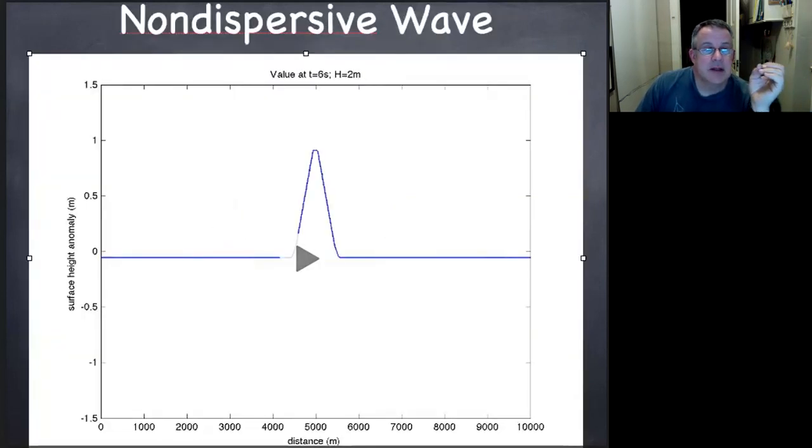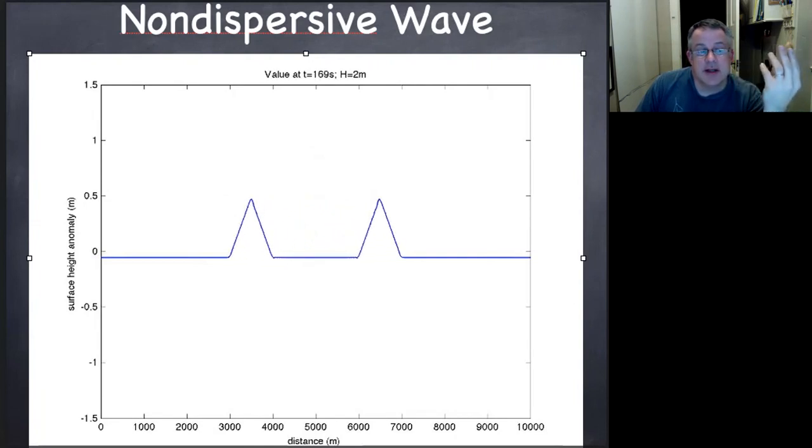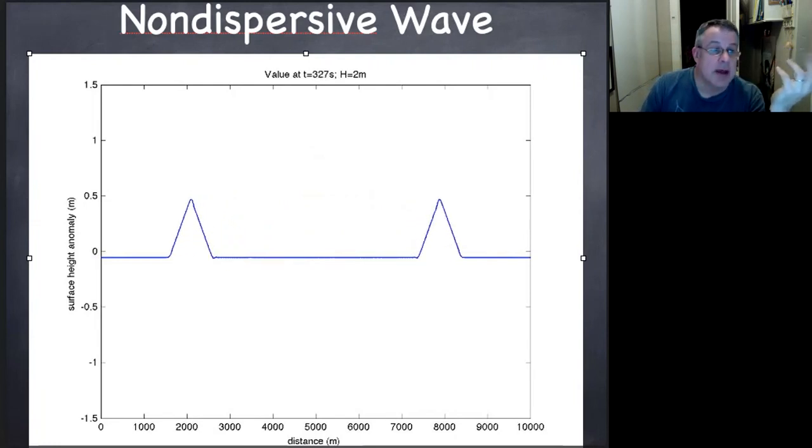Okay, so here's the non-dispersive wave we talked about before. These triangles are actually composed of a bunch of different Fourier components, but they don't separate out, so we don't really care to think about that necessarily.